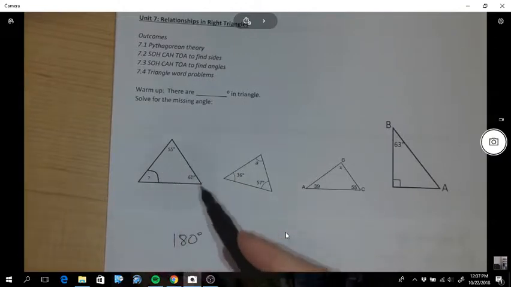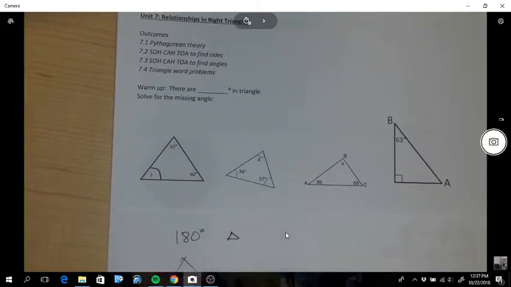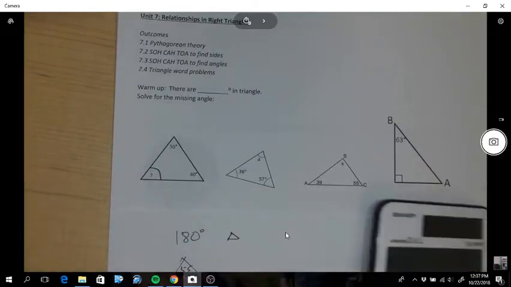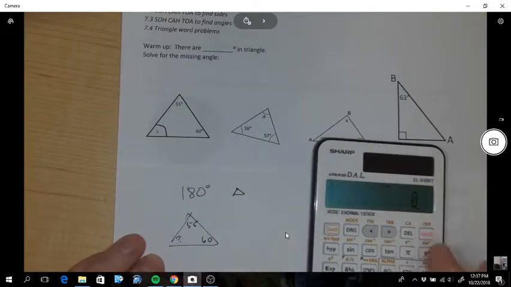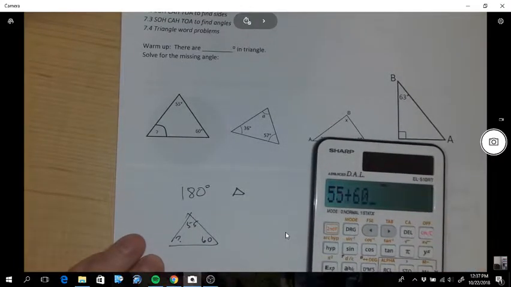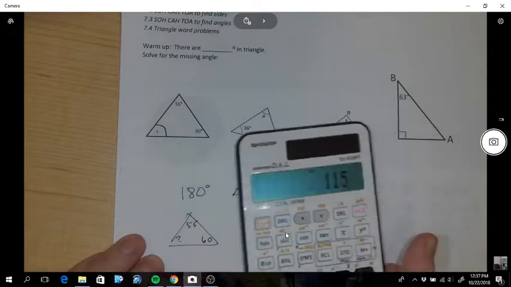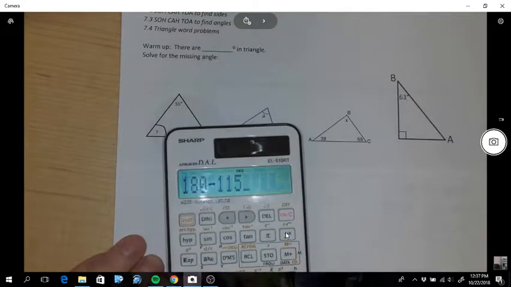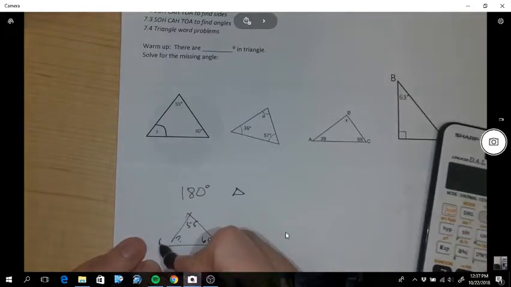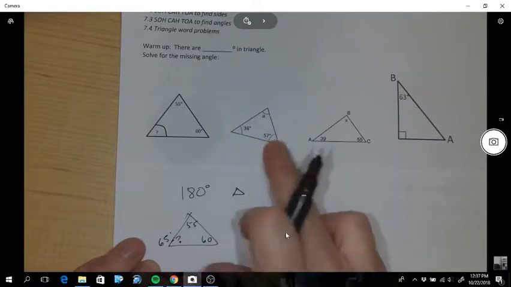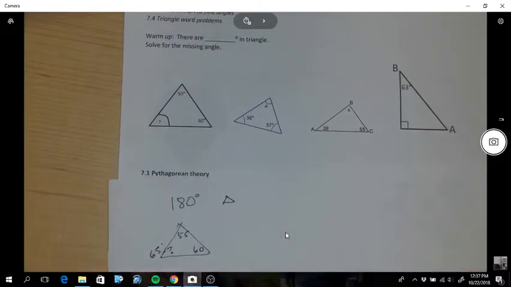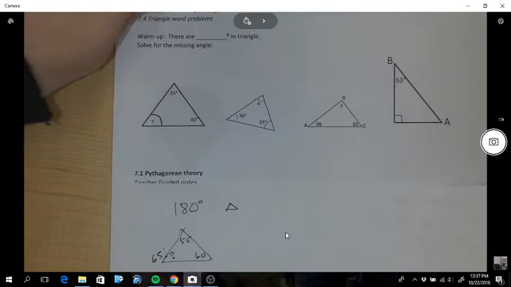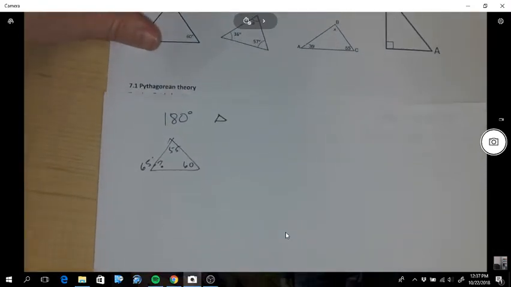So when you're calculating some measurements, in this first example, 55, 60, and what? You could add up 55 and 60, so 115. Then 180 subtract 115 and you get 65 left over. Okay, so see if you can do those three on your own. Just remembering 180 degrees inside a triangle.